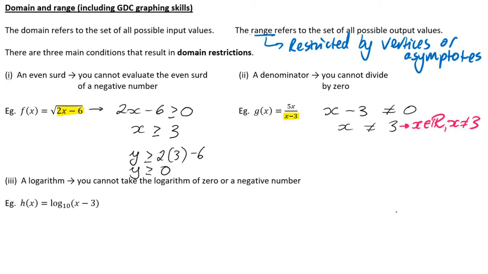In terms of the range restriction, for a rational function such as this, it's the highest order term from the numerator, 5x, divided by the highest order term of the denominator, which is x. And so we get that y cannot be equal to 5.